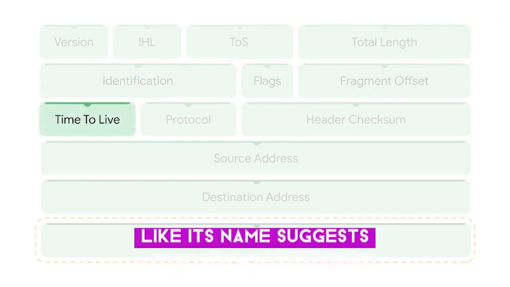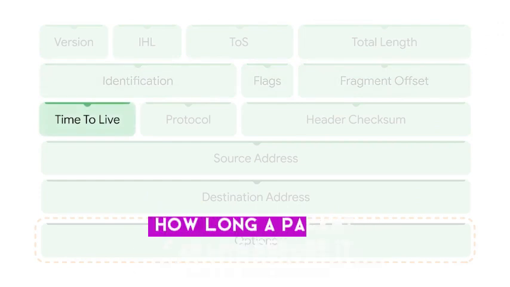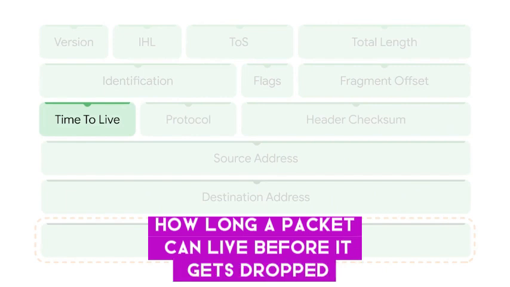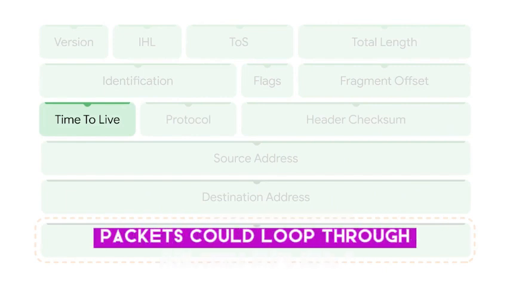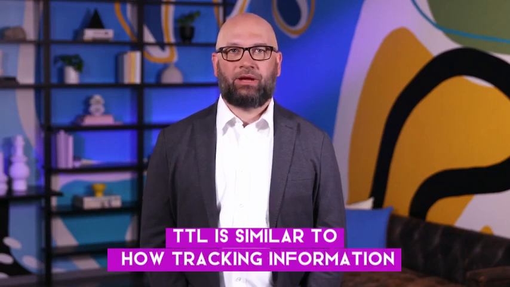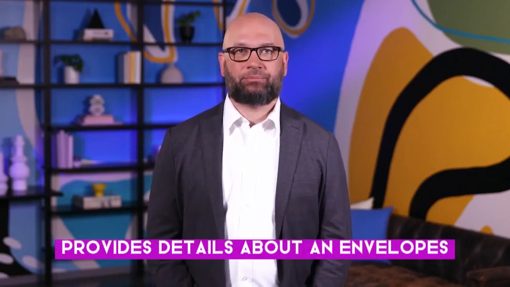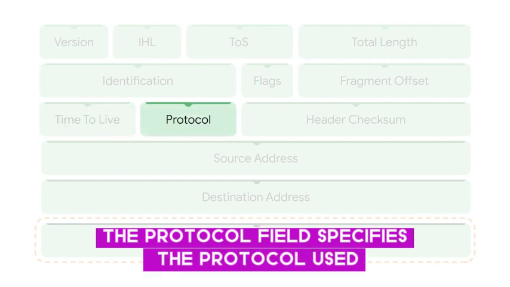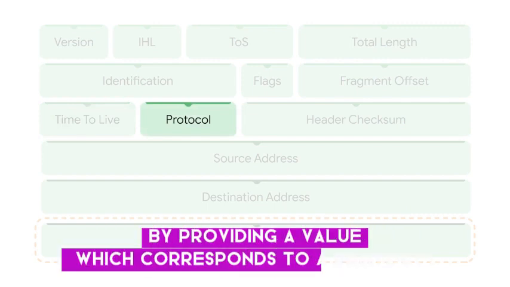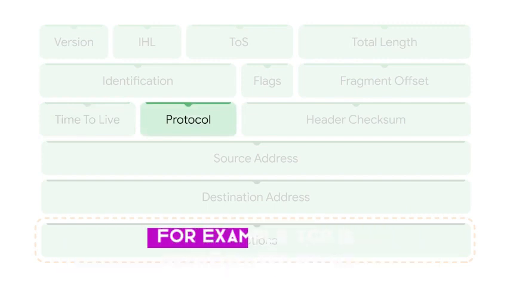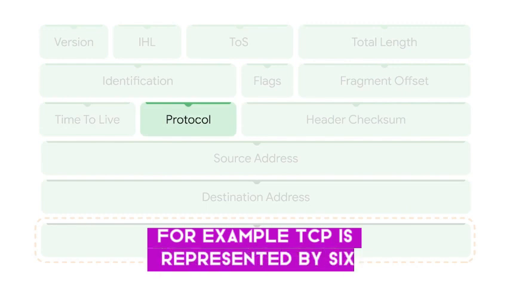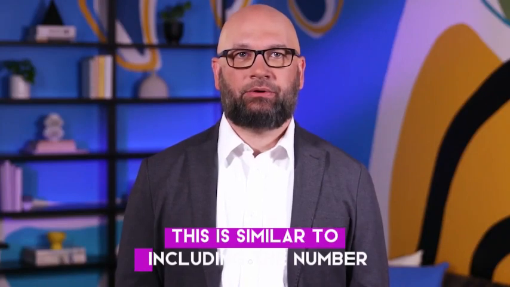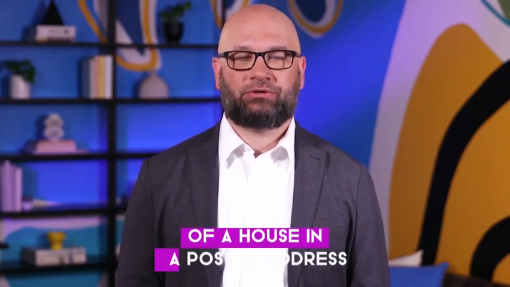Like its name suggests, this field determines how long a packet can live before it gets dropped. Without this field, packets could loop through routers endlessly. TTL is similar to how tracking information provides details about an envelope's expected delivery date. The protocol field specifies the protocol used by providing a value which corresponds to a protocol. For example, TCP is represented by 6. This is similar to including the number of a house in a postal address.